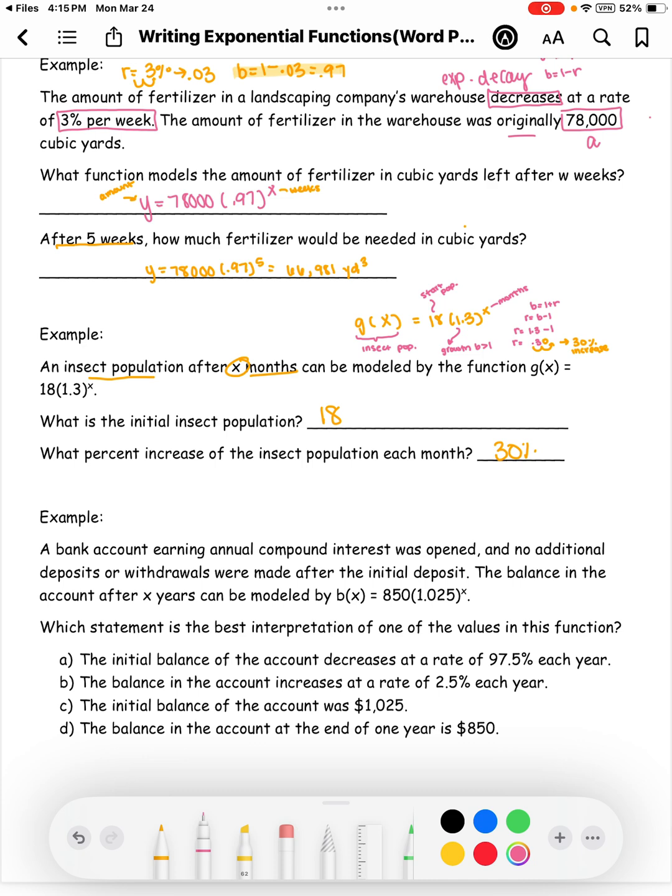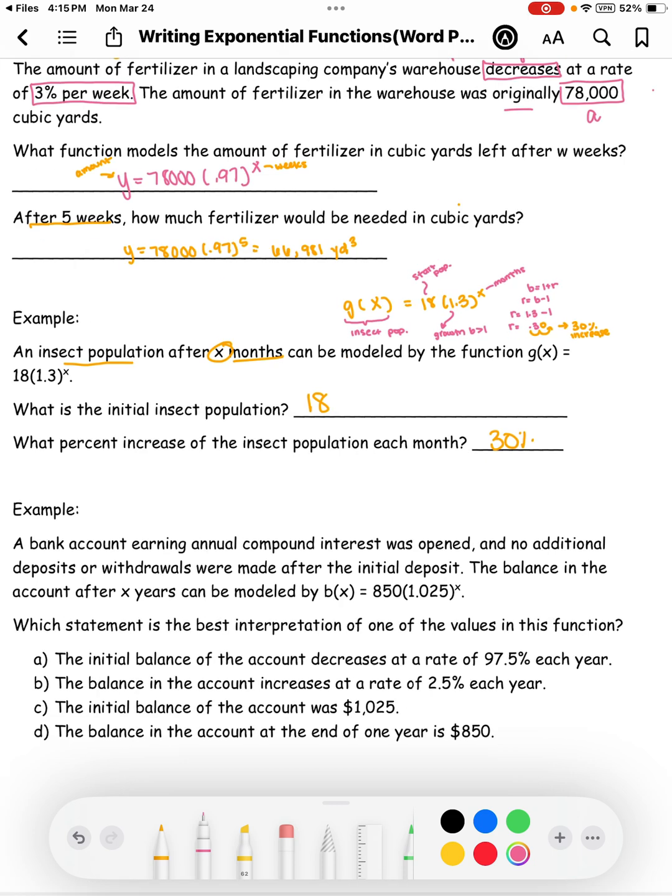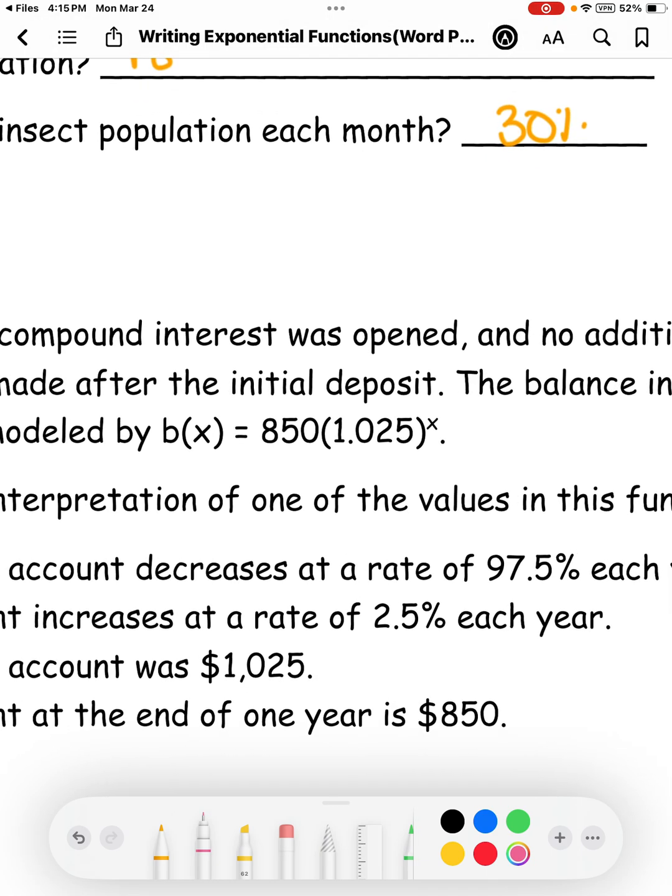A bank account earning annual compound interest was open, and no additional deposits or withdrawals were made after the initial deposit. The balance in the account after x years can be modeled by B of x equals 850 times 1.025 to the power of x. Okay, I don't want you to read the problem yet. I want you to dissect this. Tell me what everything means. Pause the video. Figure out what x represents, what B of x represents.